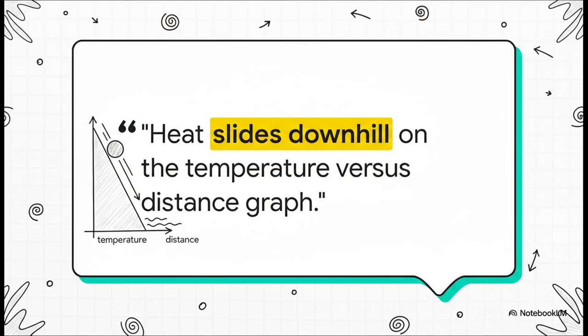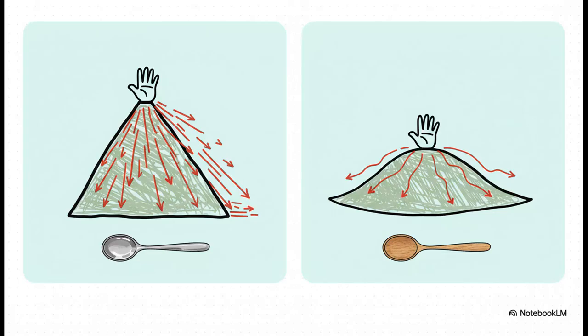There's a brilliant analogy from the famous textbook Transport Phenomena that puts it perfectly. It says, heat slides downhill on the temperature versus distance graph. Just think about that. It's like a ball rolling down a hill. The steeper the hill, the faster the ball rolls. That slope is everything. And boom, just like that, our spoon mystery is solved.